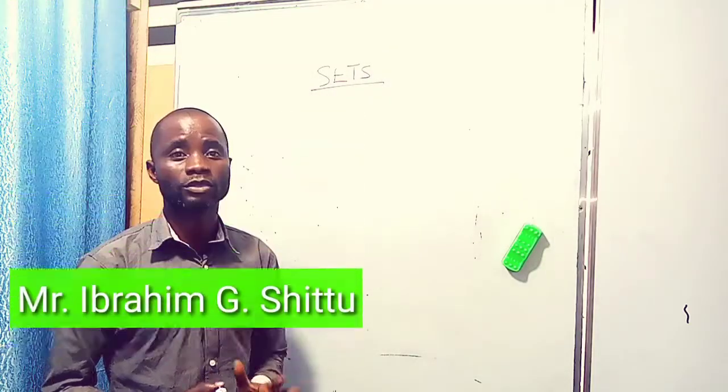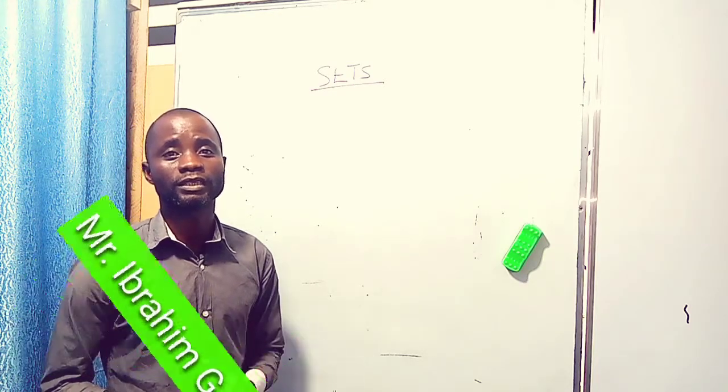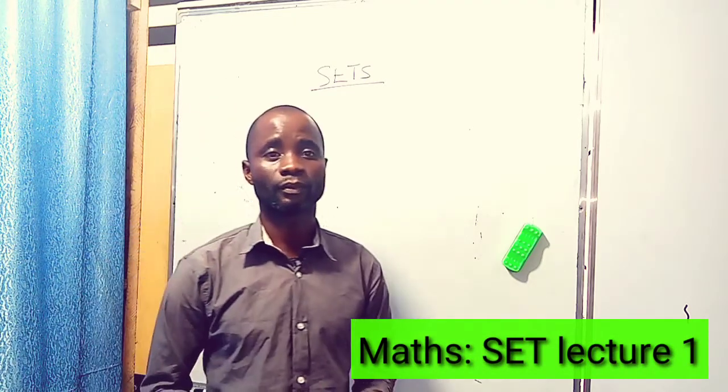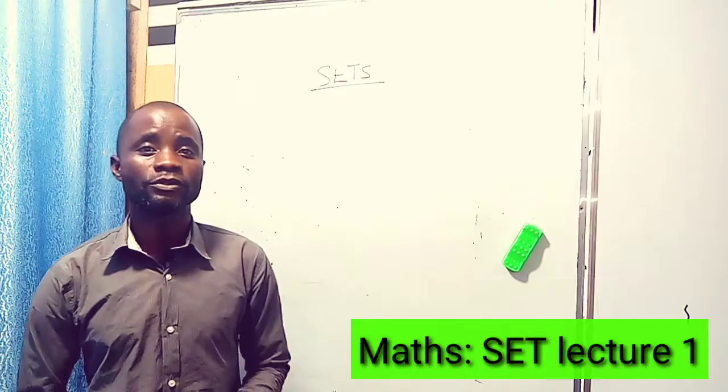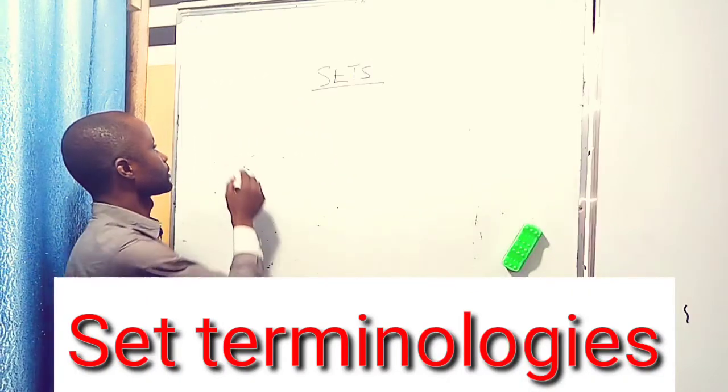Topic in mathematics called set. What is a set? A set is a collection of things, elements, or substances. There are a lot of terms used in sets. We are going to start from the first one, called the universal set.